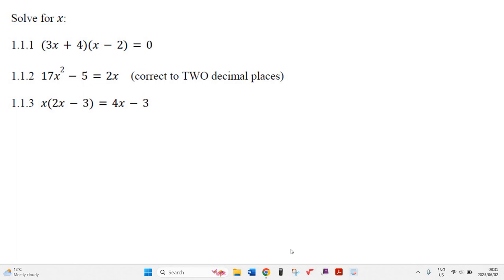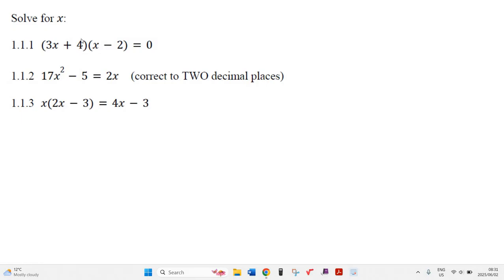Okay, let's try this first question. It's all about solving quadratics. And the first question is set up for you to just write down the answers. When it's in this form, this is sometimes called intercept form if this was a parabola. But all you have to do is go 3x plus 4 equals 0 and solve it.